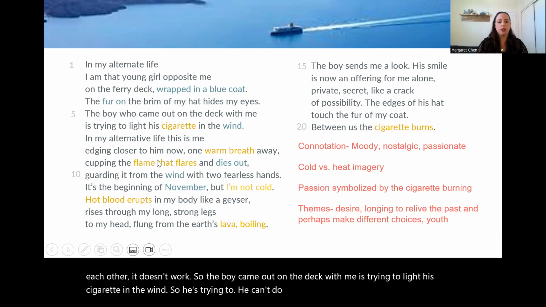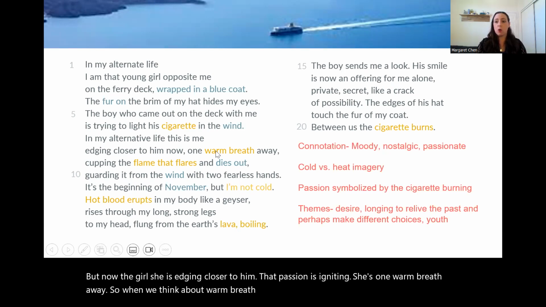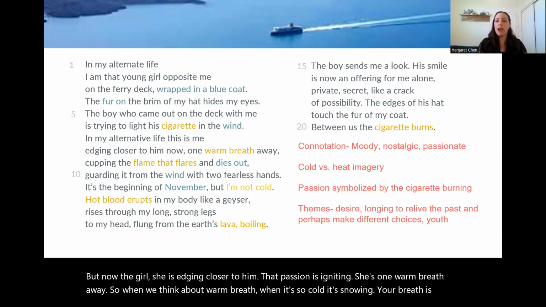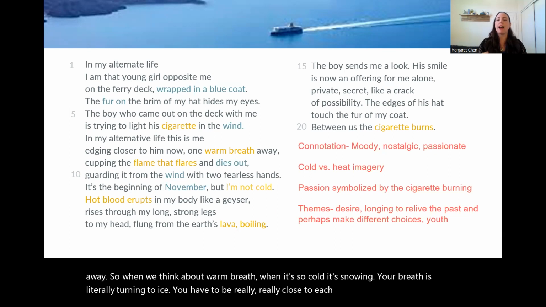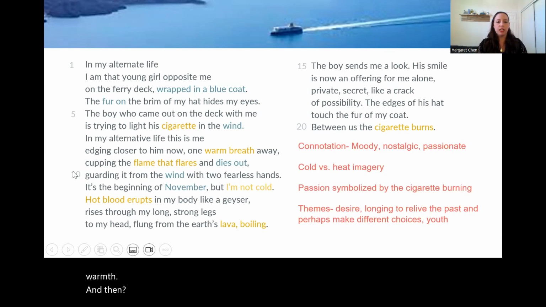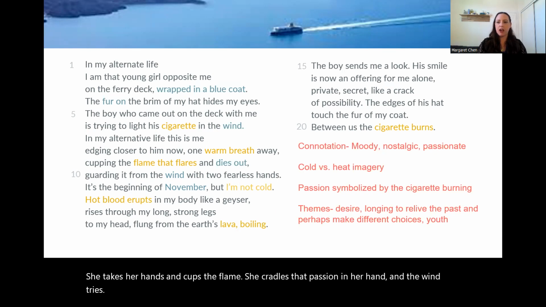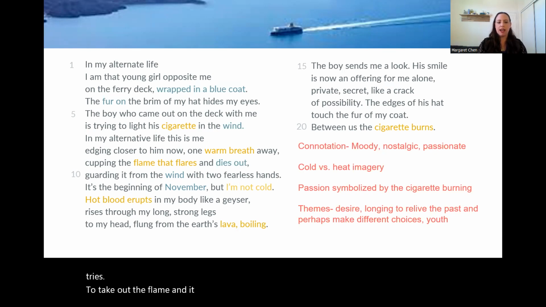But now the girl, she is edging closer to him. That passion is igniting. She's one warm breath away. So when we think about warm breath, when it's so cold, it's snowing, your breath is literally turning to ice. You have to be really, really close to each other in order to feel that warmth. And then she takes her hands and cups the flame. She cradles that passion in her hand, and the wind tries to take out the flame, and it flickers and it may die out, but once again they try.